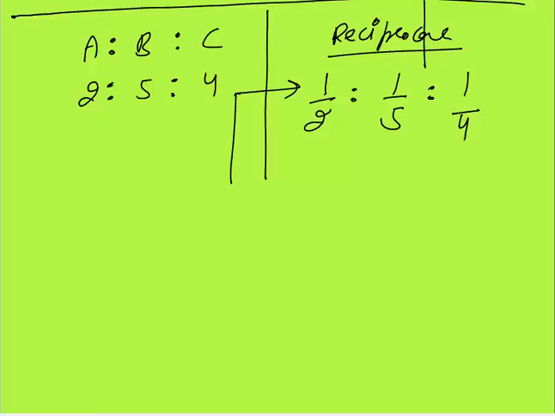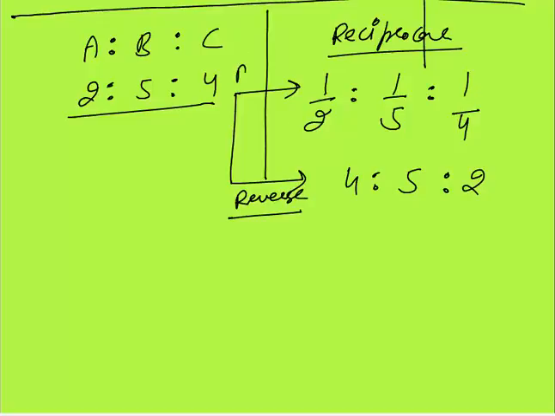Some students make a mistake. Reciprocal does not mean 4 is to 5 is to 2. Some students do it like this: ABC's ratio is this, reciprocal is this. This is not reciprocal. This is reverse. This is a reverse ratio. This is the reciprocal. Very important to understand the difference between the two. Reciprocal means 1 by something. Reciprocal of 2 is 1 by 2. So 1 by 2 is to 1 by 5 is to 1 by 4.